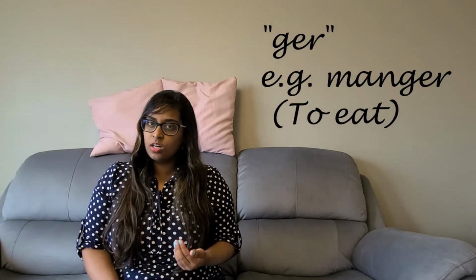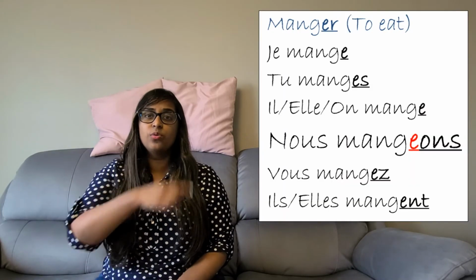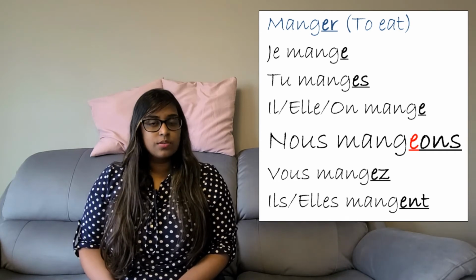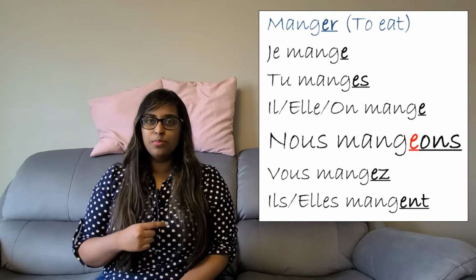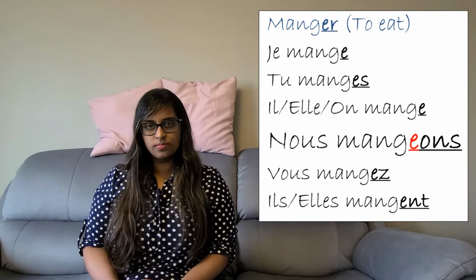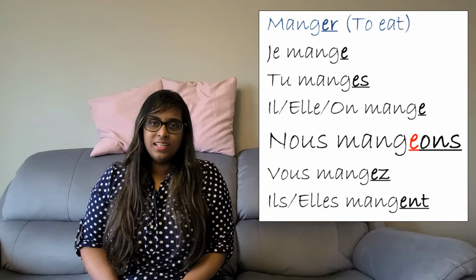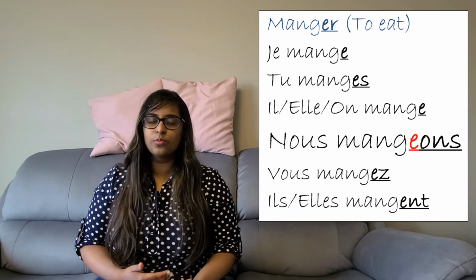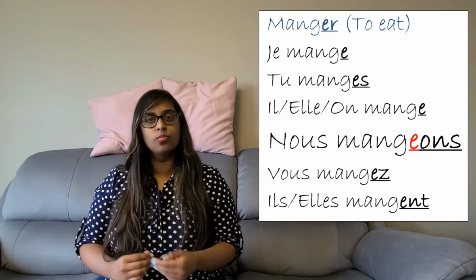Now, I know that I said that that's everything for ER verbs, but there's just two more little things, I promise. So for verbs ending in GER, this is how we conjugate it. If you notice, the difference is for nous, there's an E before the ending. So for example, we say nous mangeons. Without the E, it would say nous mangons. We don't really want to say nous mangons, we want to say nous mangeons.